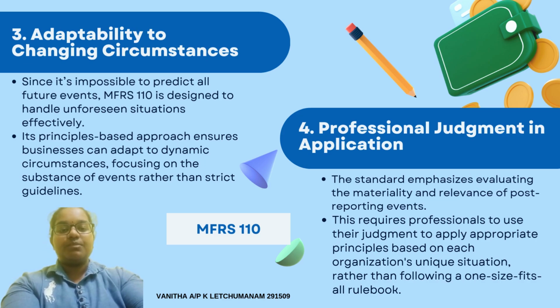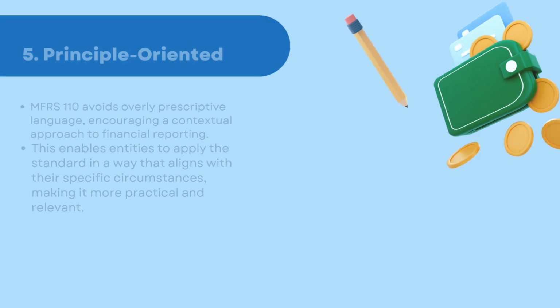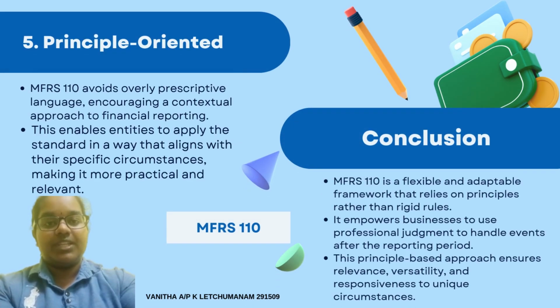The fourth one is professional judgment in application. The standard emphasizes evaluating the materiality and relevance of post-reporting events. This requires professionals to use their judgment to apply appropriate principles based on each organization's unique situation rather than following a one-size-fits-all rulebook. The last one, the fifth one, is principle-oriented.